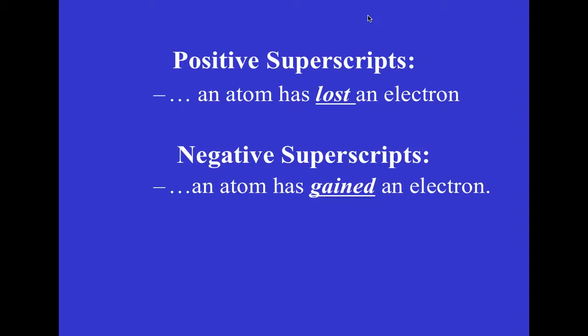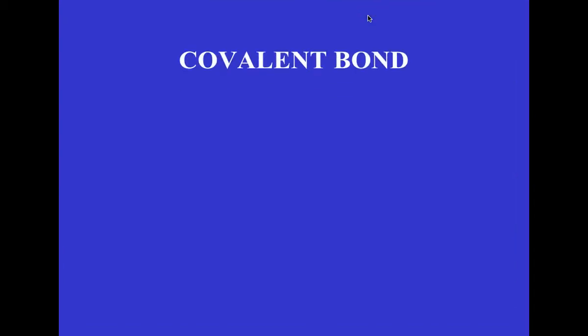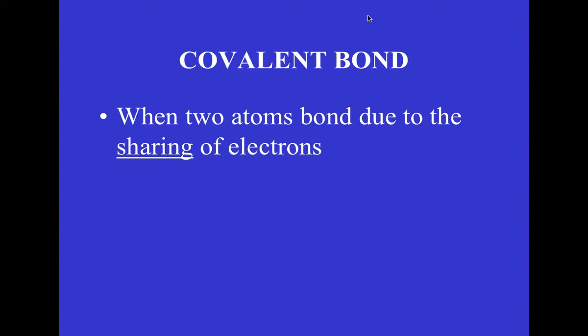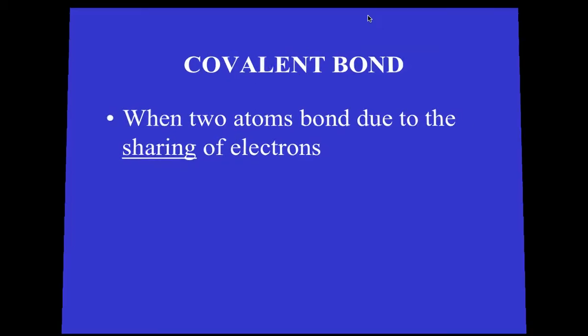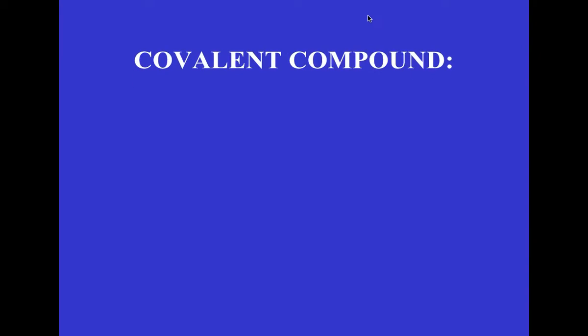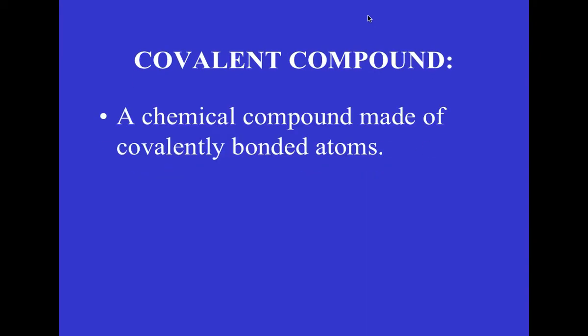We can also assign oxidation numbers to things that are covalently bonded. So, for instance, let's review again just like what we did with ionic bonding. Covalent bonds is when we share electrons. And remember that a covalent compound is a chemical compound that is made up of covalently bonded atoms.